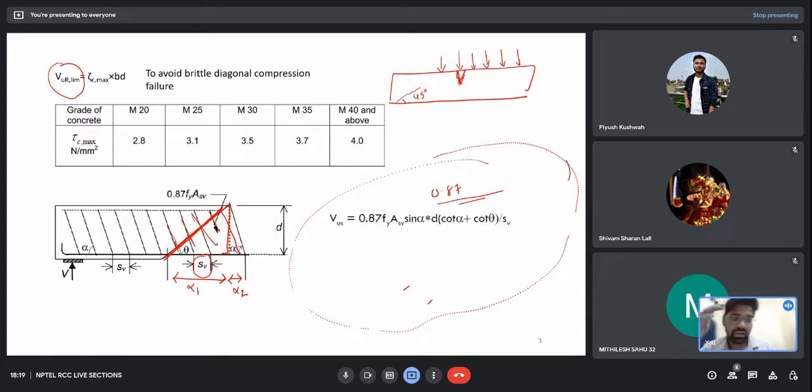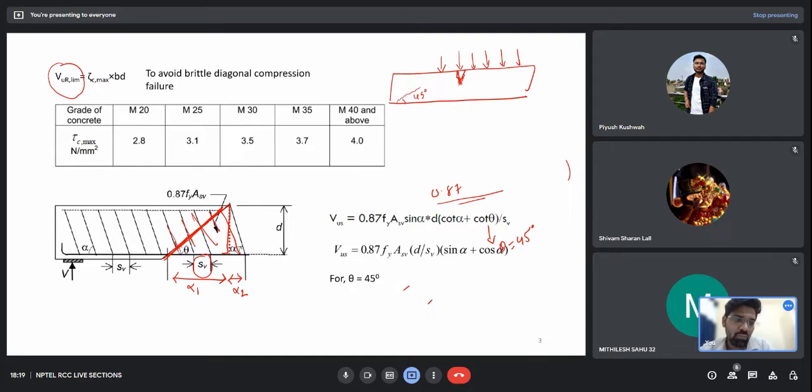So this was the case for inclined stirrups, and now when I put theta equal to 45 degrees, I get this modified formula. The alpha comes up for the inclined stirrup case. But when I talk about vertical stirrups, my alpha will be 90 degrees. So at 90 degrees, I will have only this formula, 0.87 fy Asv d by sv. So this is the shear resisted by the stirrups.